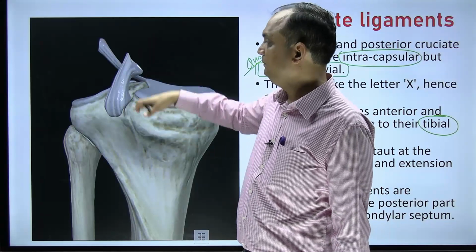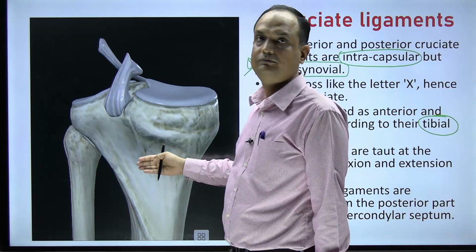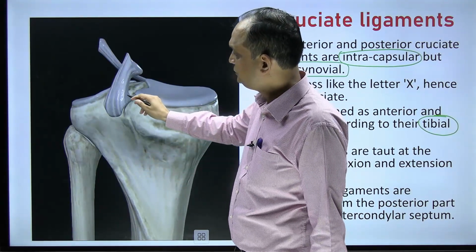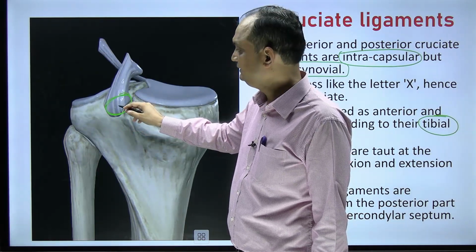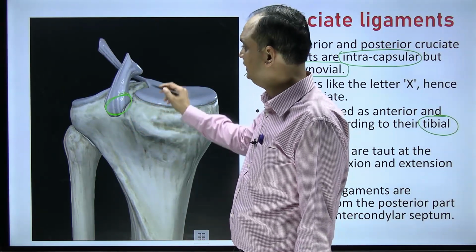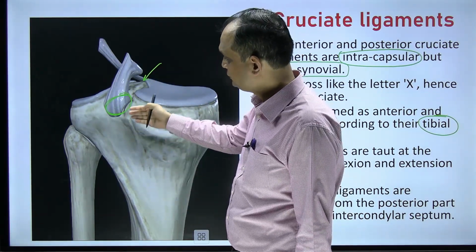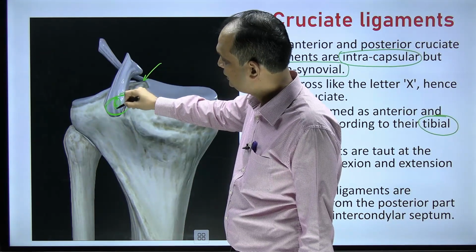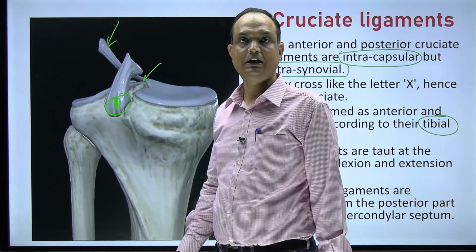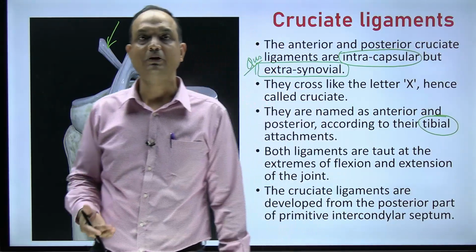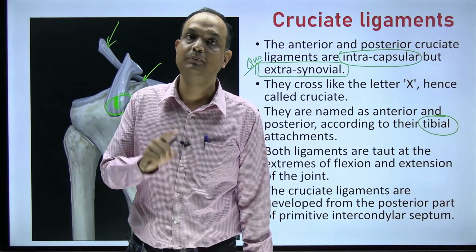Now this is your tibial plateau, the superior surface of the tibia, and this is the posterior view of the bone. This is the posterior side of the intercondylar region of the tibia, and you can see this is the lower attachment of one of the ligaments. This is the lower attachment of this other ligament. So this is the posterior side, so this is the posterior cruciate ligament, and that will be the anterior side, so this will be the anterior cruciate ligament. So the ligaments are not named on their femoral attachment, they are named on the basis of their tibial attachment.